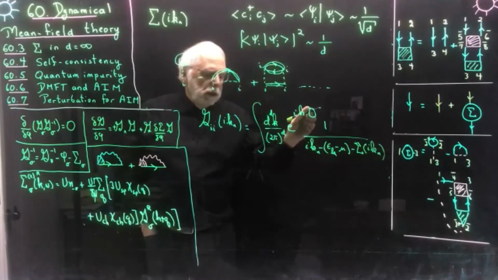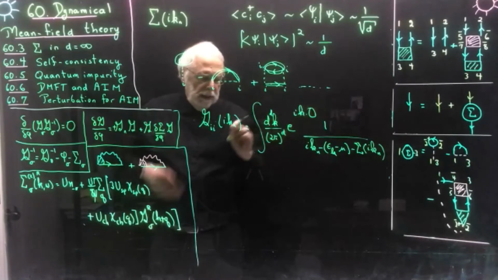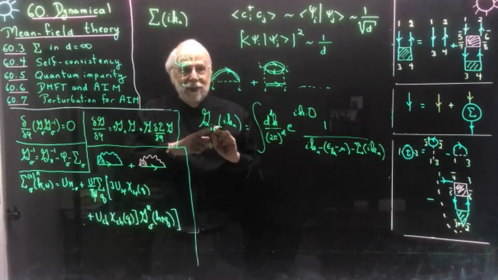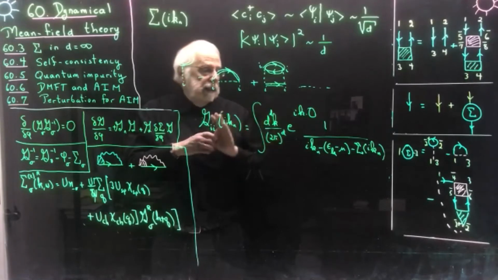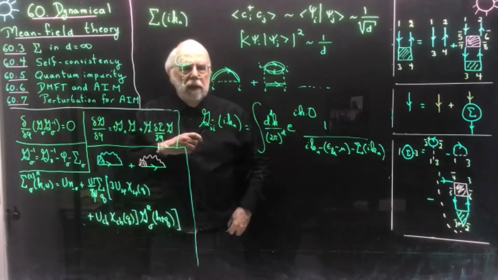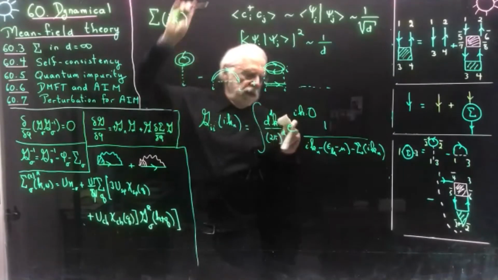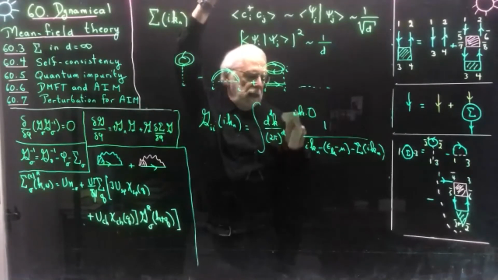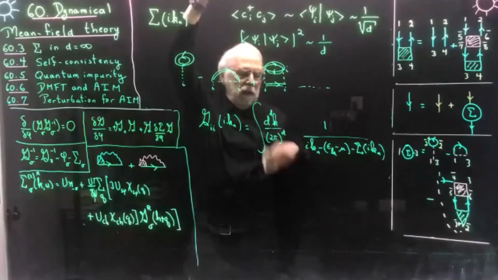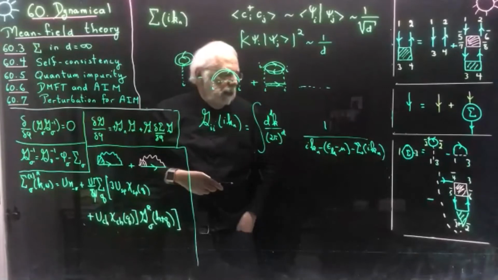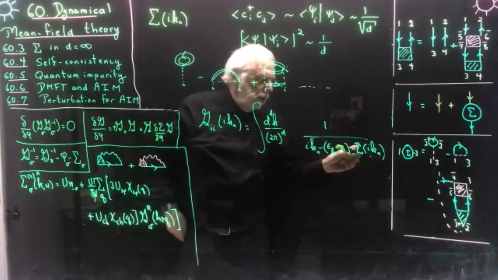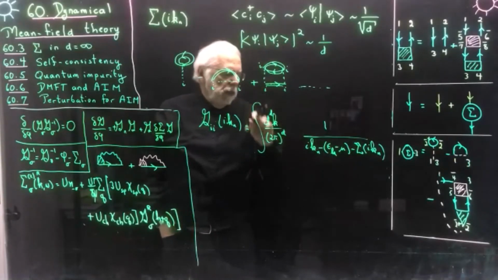Why do I put 0 here? Because what comes in usually is the distance between these two points, and here the distance is 0. Is that clear? So it means that I get 1 here. So you see, you have a self-consistency. Suppose you have some self-energy, then you can compute this.